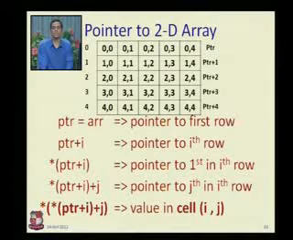It will be pointing to the first element of PTR plus I, meaning the ith row. So for the ith row, suppose I choose 3, it will be pointing to basically 3 0. Now if I add another complexity to this, I do star of PTR plus I plus J.